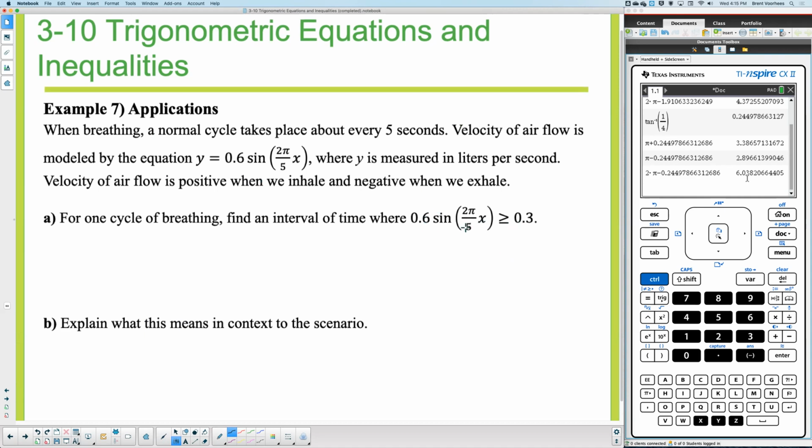Okay, so again, we can walk through using a calculator, but if I did my algebra, what I'll do first is I notice this is multiplying. So if I take this and divide by 0.6, I need to divide on both sides. What I get is that sine of 2 pi over 5 x has to be greater than or equal to 1/2. So in a unit circle, what are the values where sine is greater than 1/2?